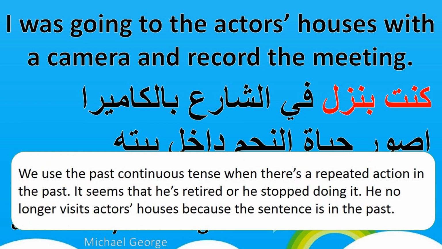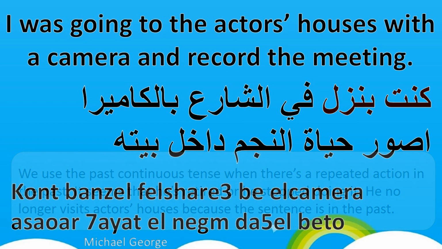We use the past continuous tense when there is a repeated action in the past. It seems that he is retired or he stopped doing it. He no longer visits actors' houses because the sentence is in the past. Let's listen to the whole sentence once again.